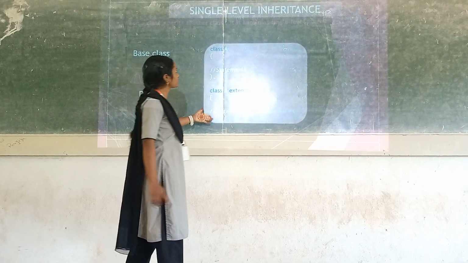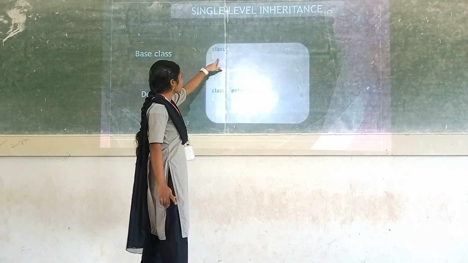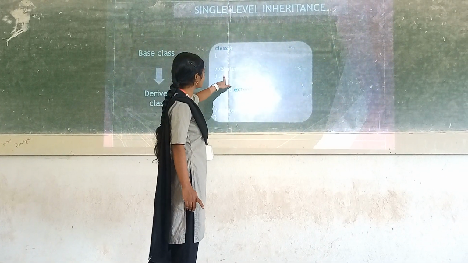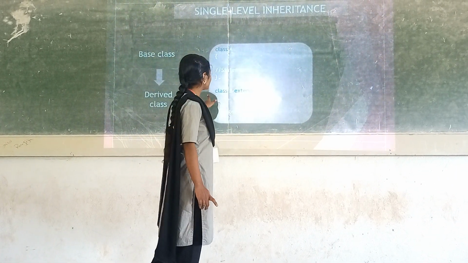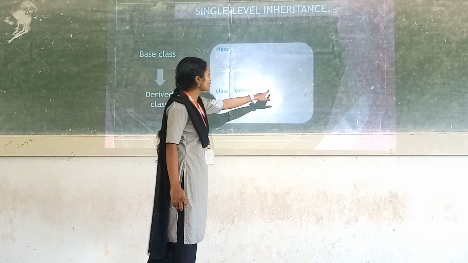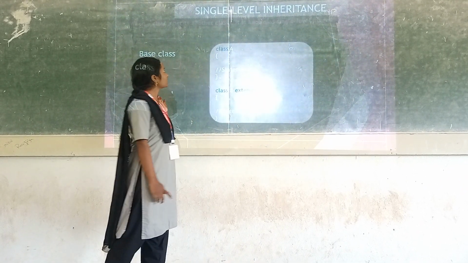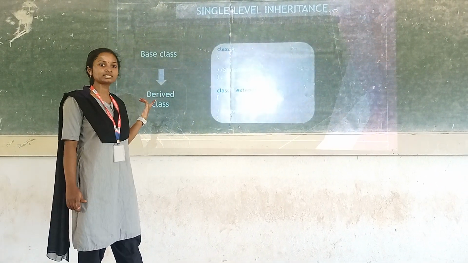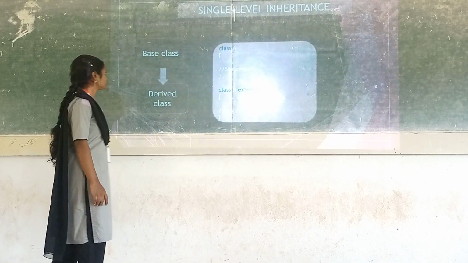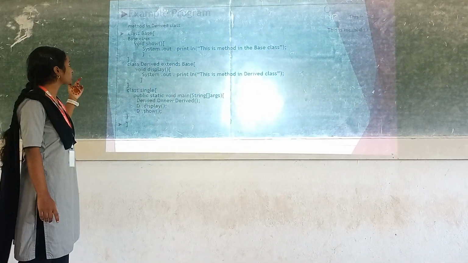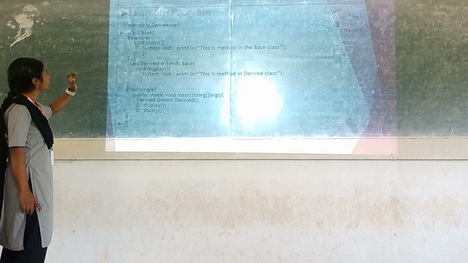Here is the syntax for single level inheritance. Class A with statements, then class B extends class A. That means class B inherits the properties of class A. We can also call single level inheritance simple inheritance. This is the example program for single level inheritance.